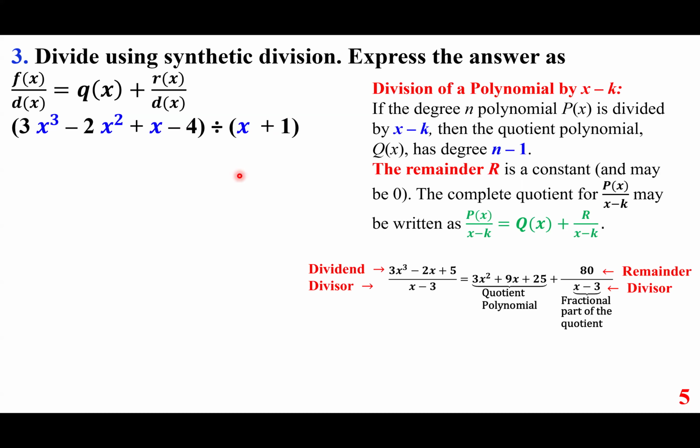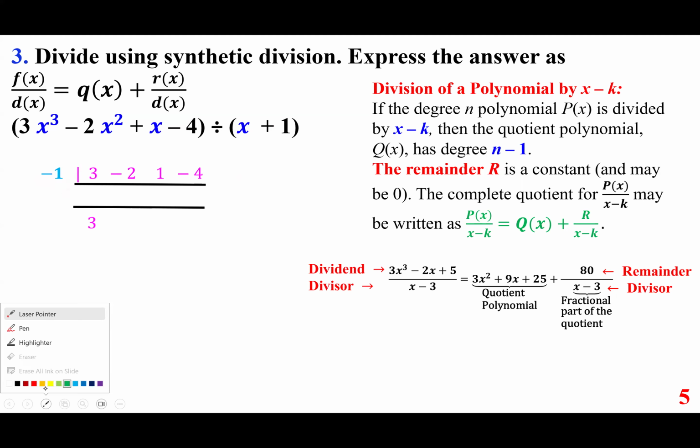Because we are dividing by x plus 1, we put a minus 1 in the following manner. So we have the numbers in order, and negative 1 is right here. And so we drop the first number, 3, as it appears. We are going to multiply by negative 1. So if I multiply by negative 1, I get negative 3. I add them up, and it gives me negative 5.